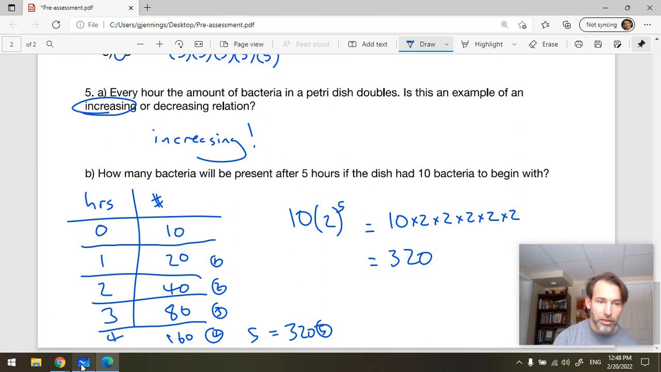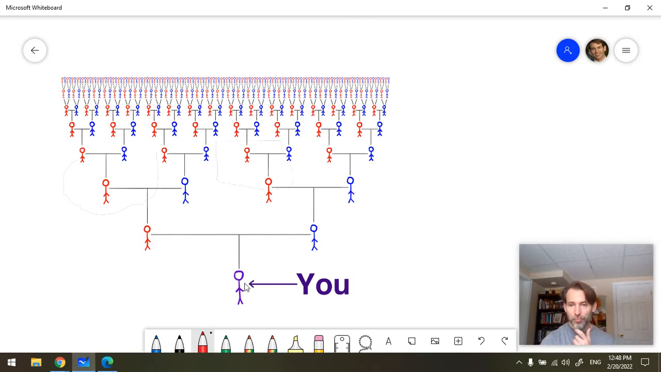Another example. Let's look at another example. Here's you. This is excluding siblings, okay? Here's you, and here are your ancestors, all right? And if we go back generation and generation and generation, we'll find there's you, and then one generation back, you had a mother and a father. I guess you're purple, so that means we don't know your gender yet.